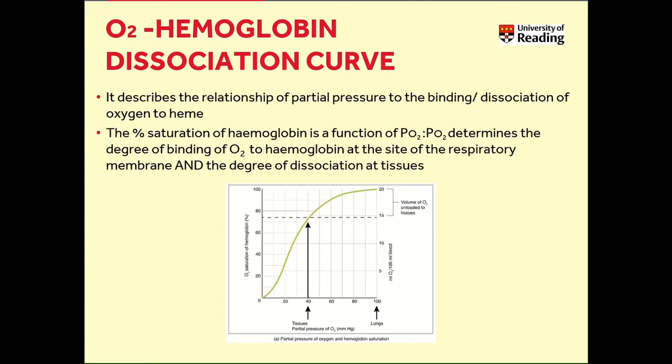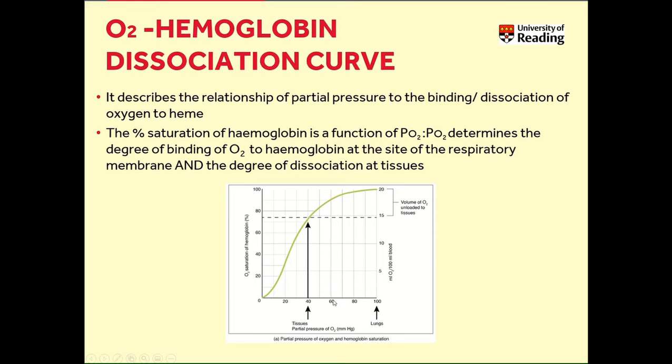One molecule of oxygen bound to hemoglobin is said to be 25% saturated. So now, why do we have an oxygen hemoglobin dissociation curve? We use this curve because it describes the relationship of partial pressure to the binding or dissociation of oxygen to heme. And it tells you that the percentage saturation of hemoglobin is a function of the partial pressure of oxygen.